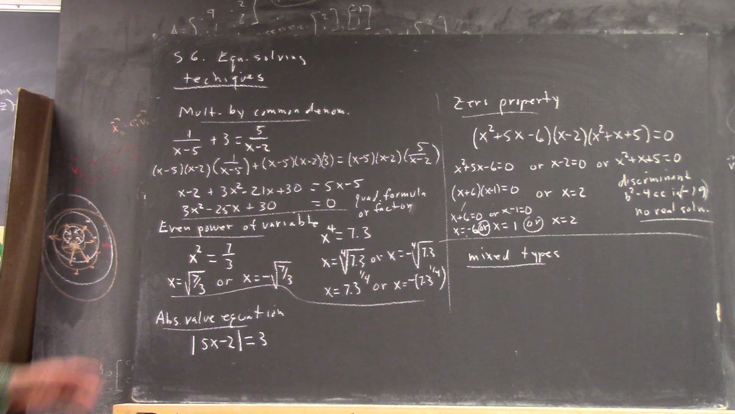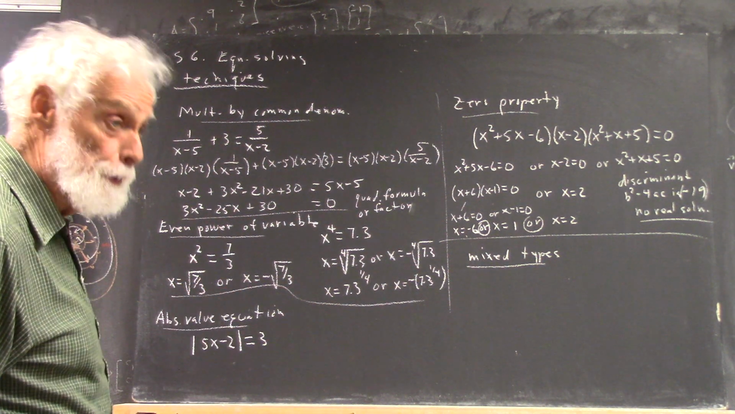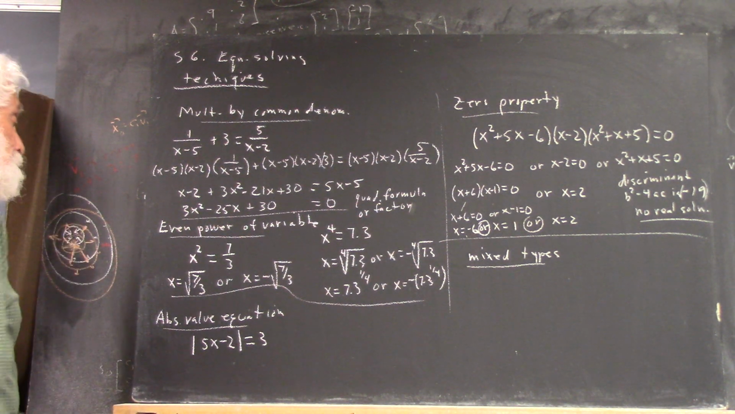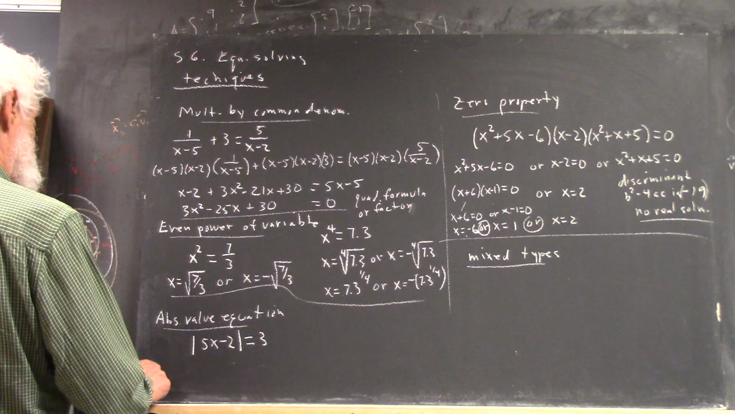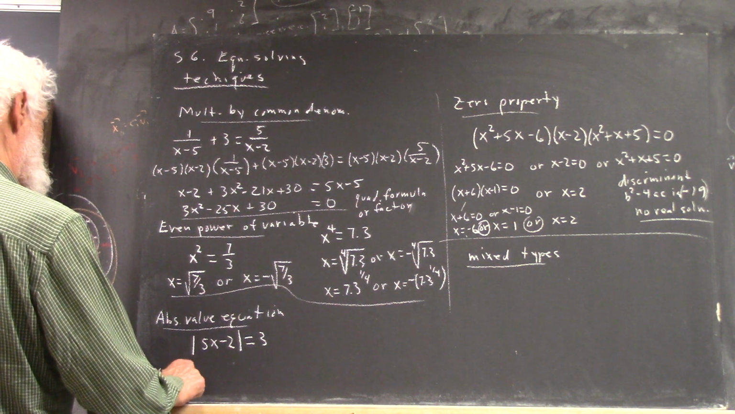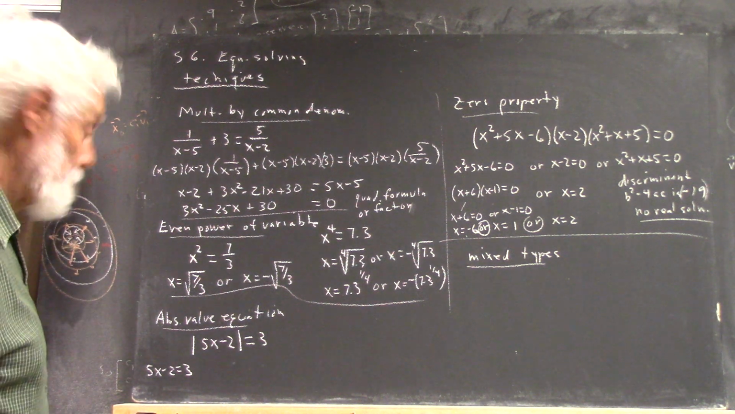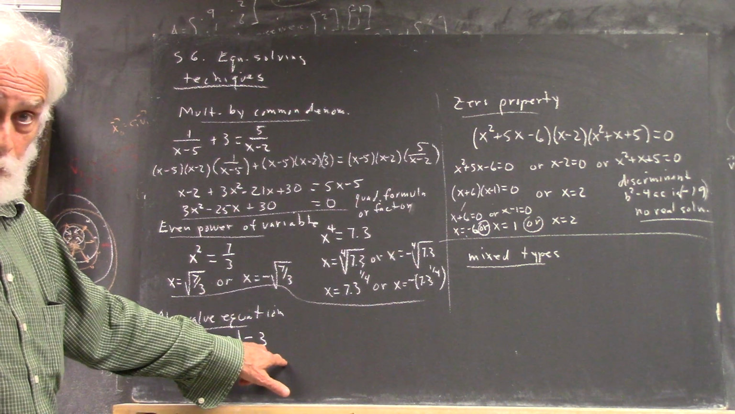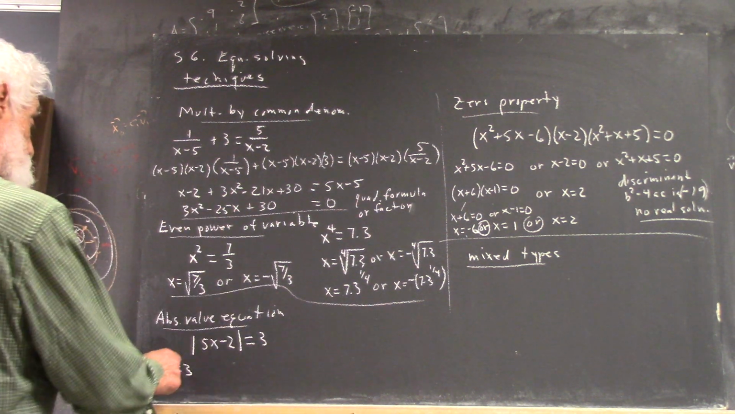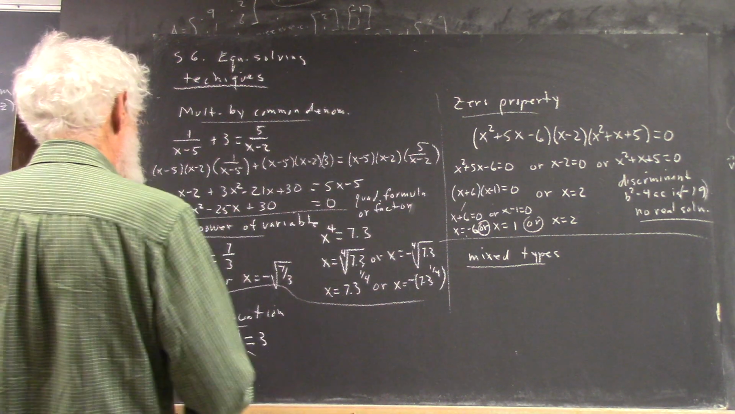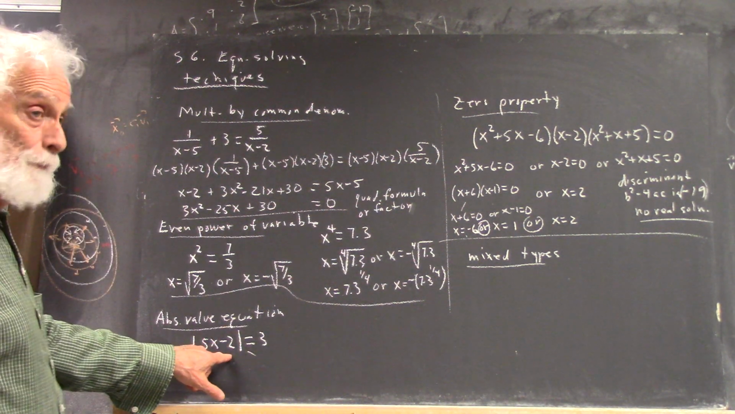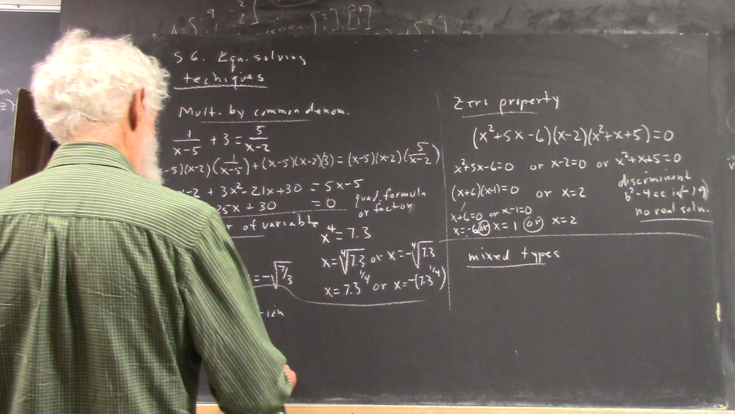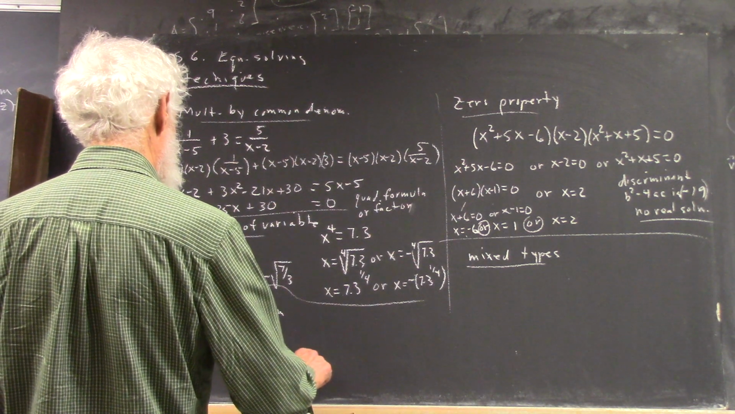Absolute value equation. If you have the absolute value of 5x minus 2 equals 3, what's that mean? Okay, well, one thing it means is 5x minus 2 is 3. Because if 5x minus 2 is 3, then its absolute value is 3. The one thing that people forget is that if 5x minus 2 is negative 3, its absolute value is the absolute value of negative 3. It's still 3. So that 5x minus 2 equals negative 3.